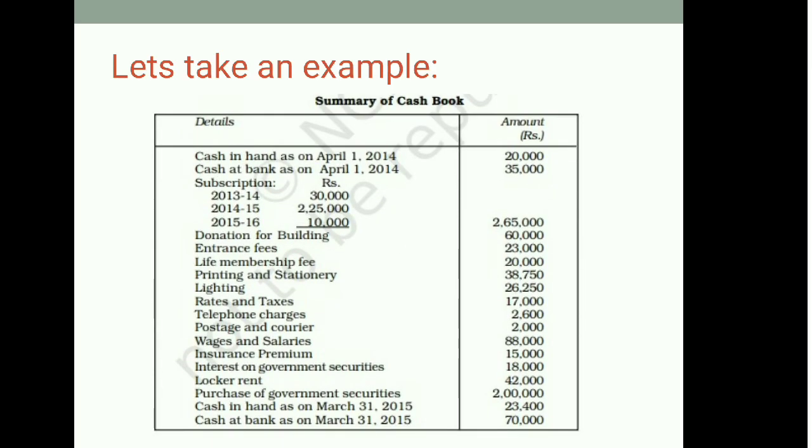Here's the information. This is the summary of a cash book. Details are there, amounts are there: cash in hand, cash at bank, and subscription, donation, entrance fees, life membership fees, everything is there. You have to understand what is your income and what is your expense. If you are able to understand that, then you just have to put the income on the receipt side and the expenses on the payment side, and finally find out the balance c/d, and that will be the receipt and payment account in its final form. Just take it.